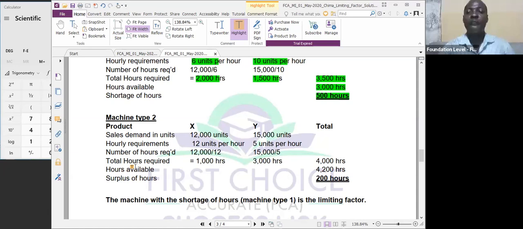So let's assume that machine 2 has 100 hours shortage. You cannot compare 100 hours with 500 hours of machine 1. Or let's say even this 200 hours that was surplus here, let's assume it was shortage. You cannot compare 200 hours with 500 hours. So when there are two shortages in the two factors, the one that has the highest shortage becomes the limiting factor. Okay? But if both of them have surplus, we do not consider highest surplus or lowest surplus. As long as there is surplus, then there is no limiting factor. And that is not what is being covered here.